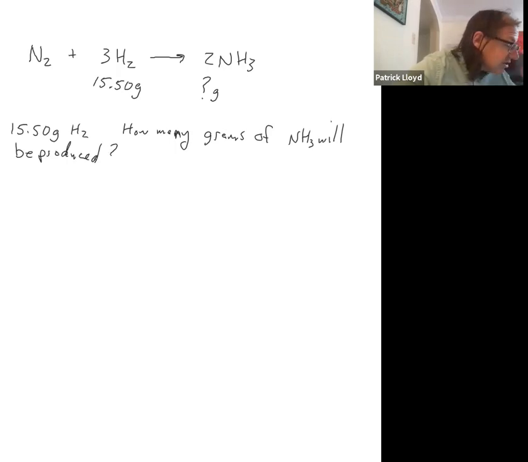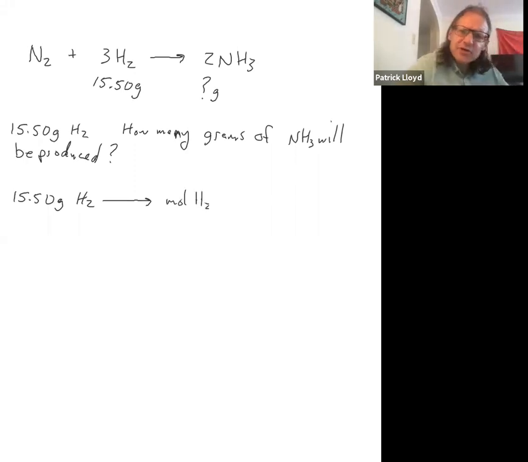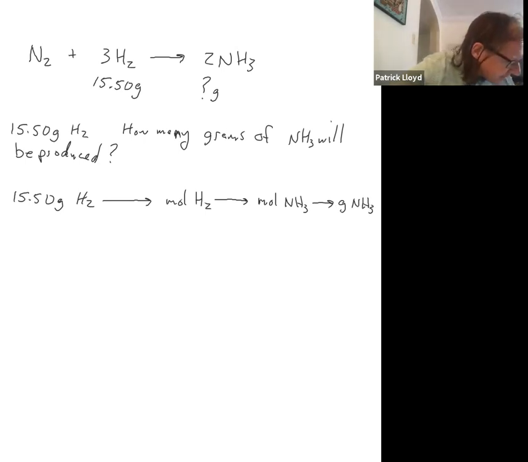Okay, so here's what I'm going to do. You got 15.50 grams of H2. We want to know grams of ammonia. So the flow chart says, first you got to go to moles of H2. Okay, so really it's how many are there, not how much it weighs. And then you convert it to moles of ammonia. And then you convert moles of ammonia into grams of ammonia. Okay, so we start with the first step. So this is 1, 2, 3.